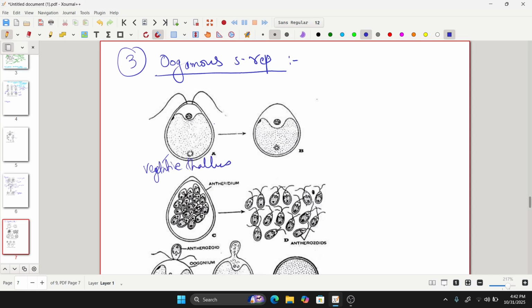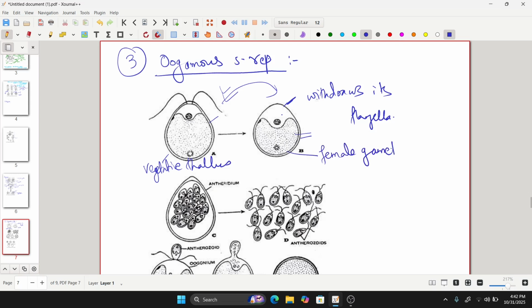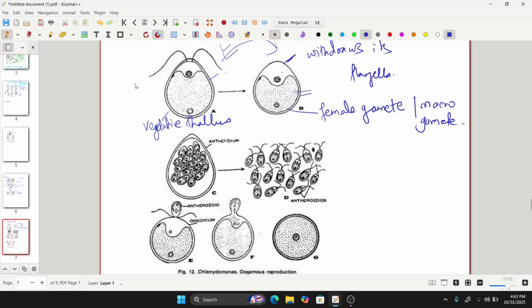The vegetative thallus here enlarges in size and becomes rounded, withdrawing its flagella. Here the flagella are lost. It directly functions as a non-motile female gamete or macrogamete. This is the female gamete. And as before, the male gametes are formed by the division of the protoplast. Formation of the microgametes takes place.